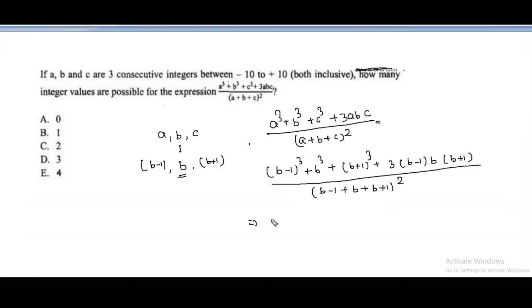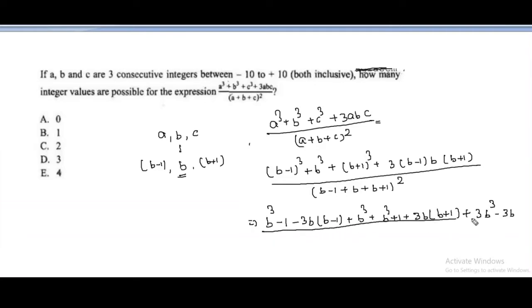So look at it, A minus B whole cube, that is A cube minus B cube minus 3AB into A minus B, plus B cube plus A cube plus B cube plus 3AB into A plus B. Then if you open it, you'll get B square minus 1 into B, that is B cube minus B. So if I multiply with 3, I'll get 3B cube minus 3B. And in the denominator, what do I have? I have 3B square whole square, that is 9B square.